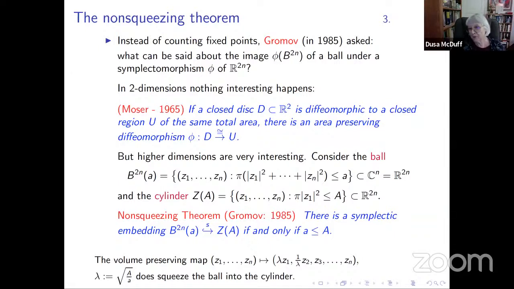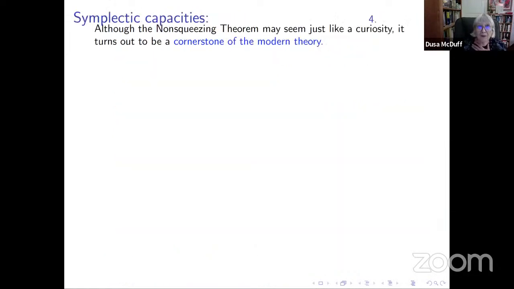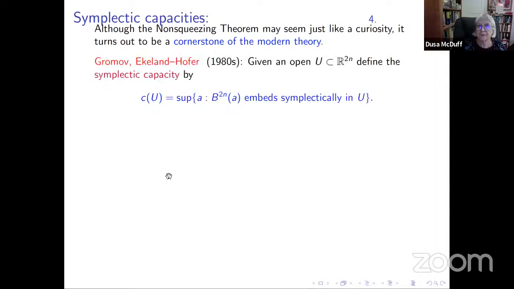because they both have infinite volume. So that makes a real difference. I mean, this implies that certainly symplectic diffeomorphisms, if you close them in a C0 topology, you're not going to get all volume preserving diffeomorphisms. And so, although you might think the non-squeezing theorem is just a curiosity, it turns out to be a cornerstone of the modern theory.